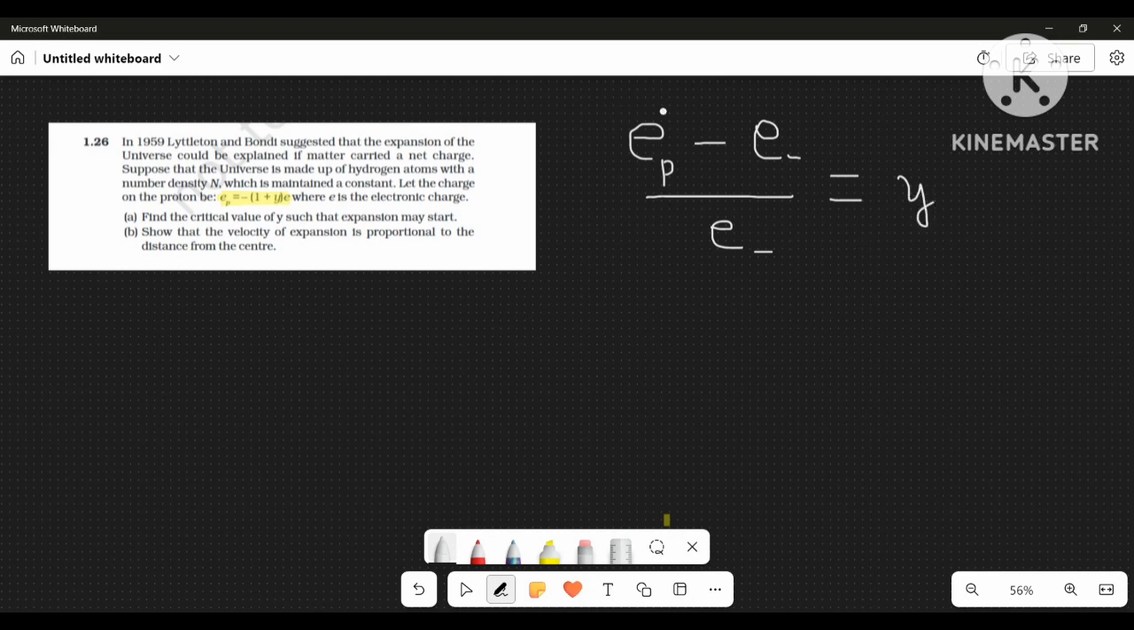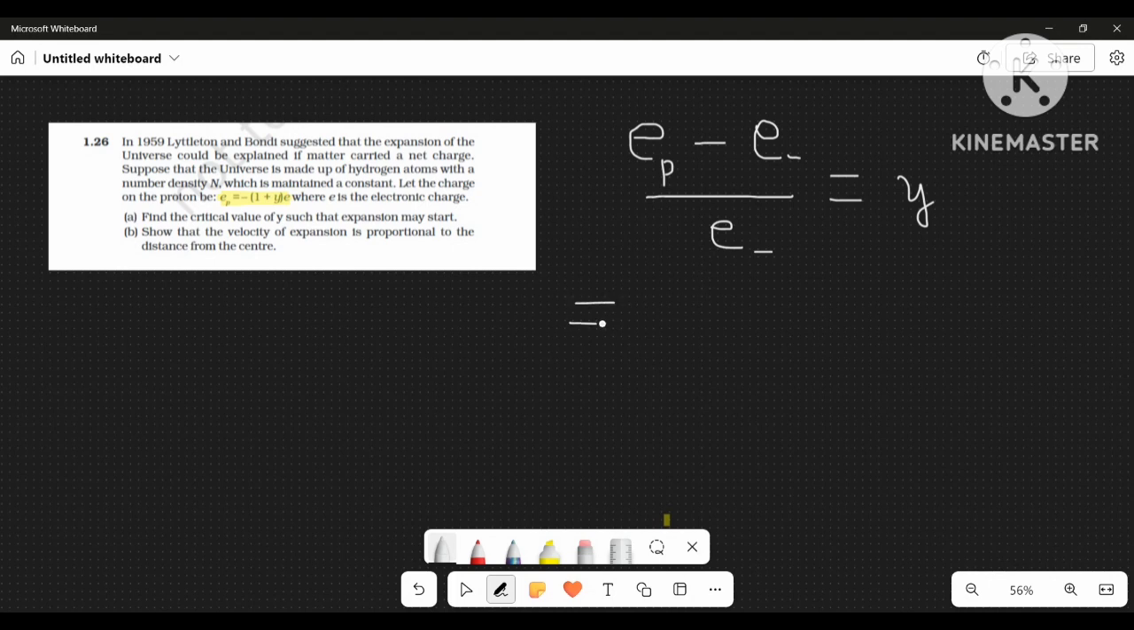So you see, this expression basically gives us a constant y, which signifies the amount by which the protonic charge is exceeding the electronic charge as a ratio. The y you see here is a ratio, which is basically the fraction by which the protonic charge is more than this electronic charge.